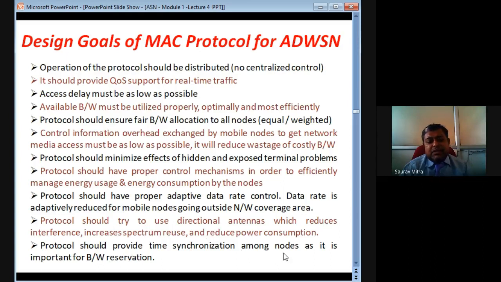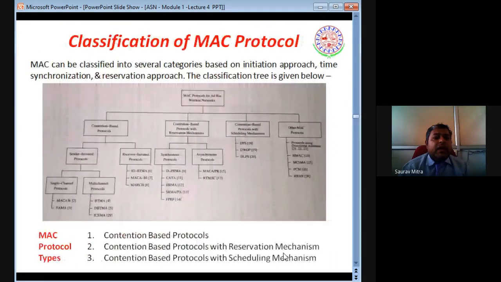Protocol should provide time synchronization. So by means of the MAC protocol only, we should be able to get time synchronization among all the nodes, or as many nodes as possible, because we have seen initially that ad hoc sensor network has a time synchronization problem. Then also, whatever best we have to achieve, through the MAC protocol.